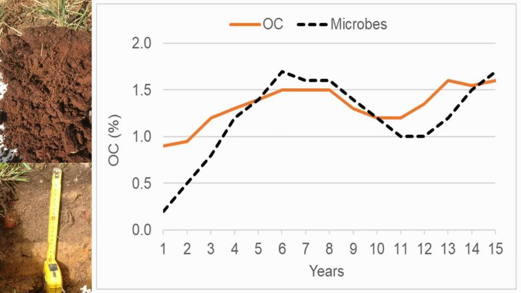So this graph here has got years down the bottom and carbon concentration up the side. The orange line is the soil carbon change over time, and that dotted line just shows the microbial activity, how microbes respond to what carbon source is there at the time, and how there can be lag times between carbon changes and microbial activity too.